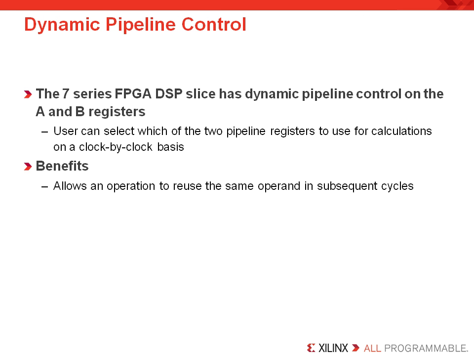Another relatively new feature of the DSP slice is dynamic pipeline control on the A and the B registers. This feature allows a data sample to be read once and then used for more than one clock cycle. Now this feature is also included with the Virtex 6 as well as the 7 series of FPGAs.